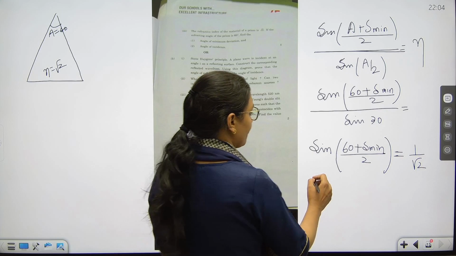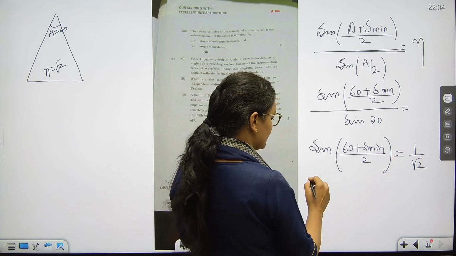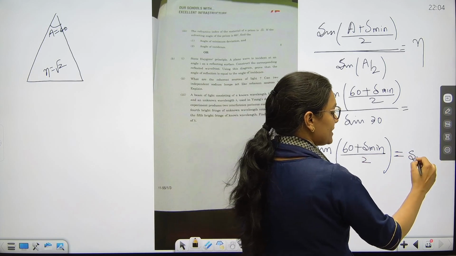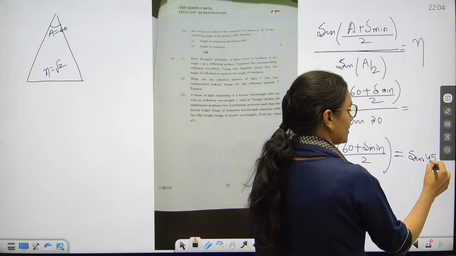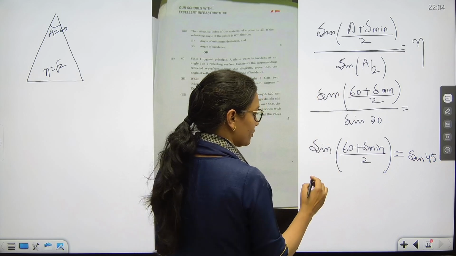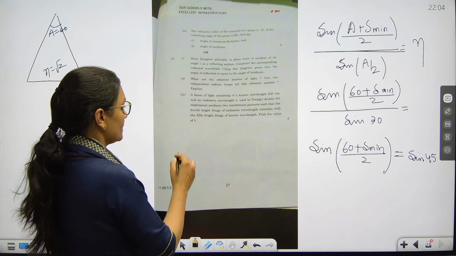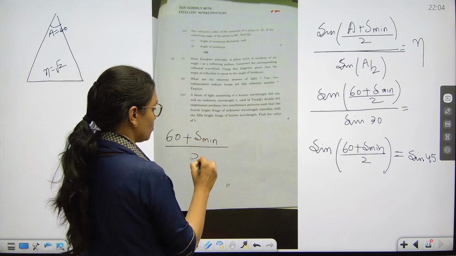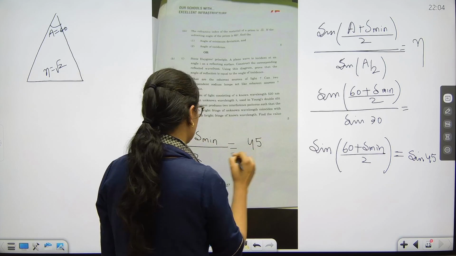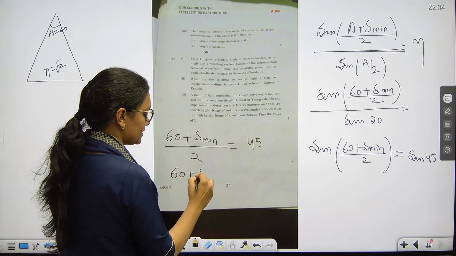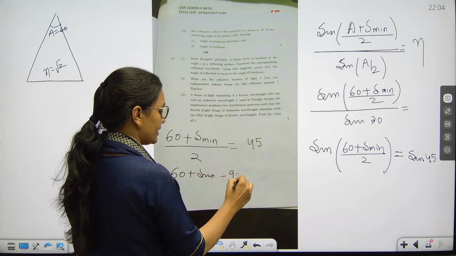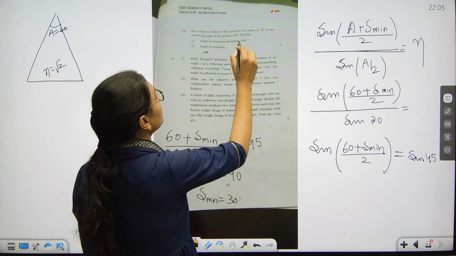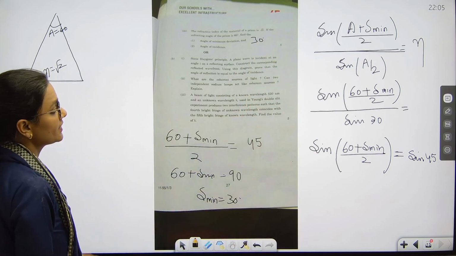Chalo. Then after that, we have sine of this value. 1 by √2 can be written as sine 45. So just equate the angles now. You'll get the final answer as (60 plus del minimum) by 2 is equal to 45 degrees, so 60 plus del minimum is equal to 90 degrees. So del minimum will be equal to 30 degrees. Acha, theek hai.